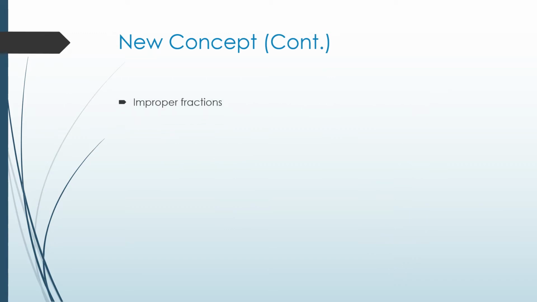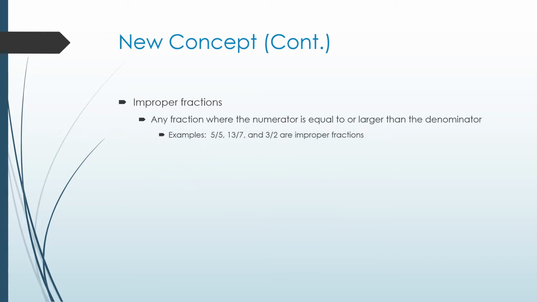Now let's take a look at improper fractions. Improper fractions are any fractions where the numerator is equal to or larger than the denominator. So here are a few examples. 5/5, 13/7, and 3/2 are all improper fractions. All of these we can rewrite as a whole number or a mixed number instead of an improper fraction.